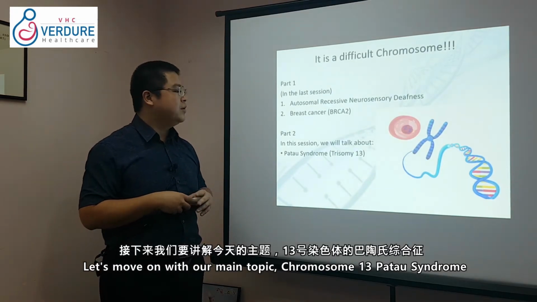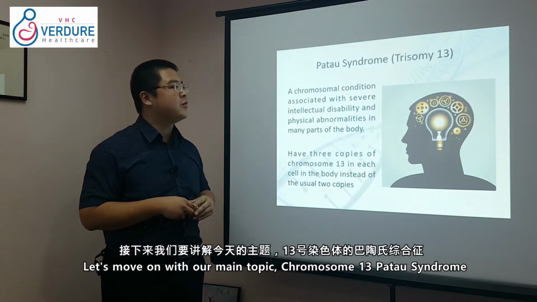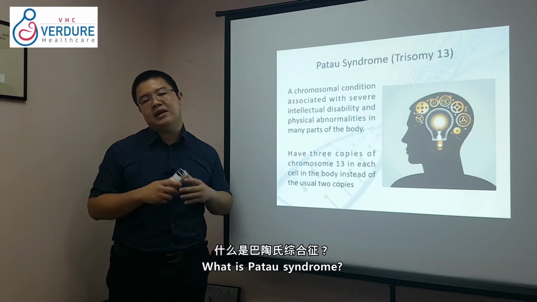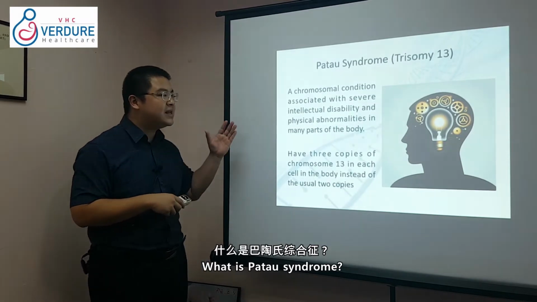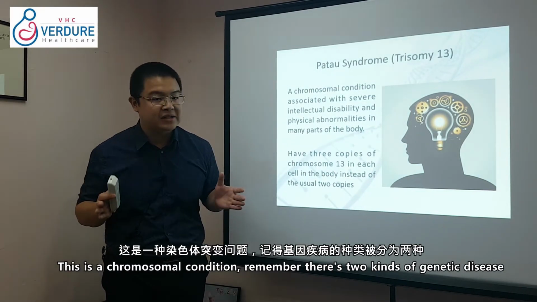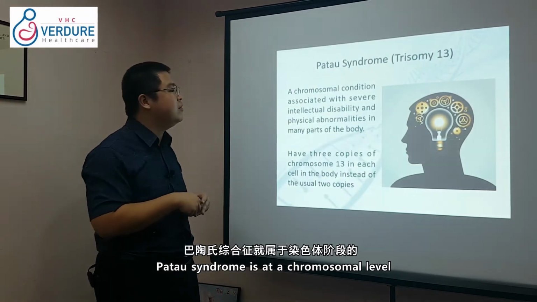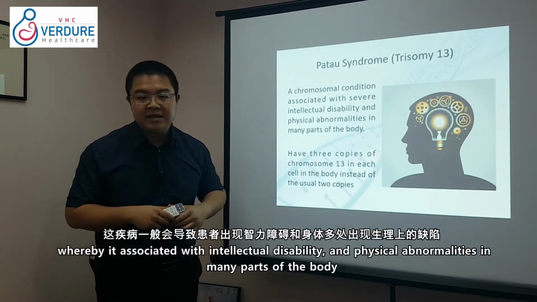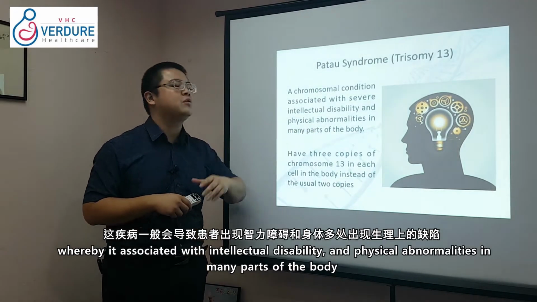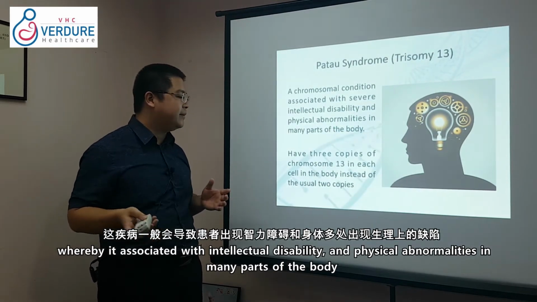Okay, so let's move on with our main topic, chromosome 13 Patau Syndrome. So what exactly is Patau Syndrome? This is a chromosomal condition, okay? Remember there are two kinds of genetic disease. Patau Syndrome is at the chromosomal level, whereby it is associated with severe intellectual disability and also physical abnormalities in many parts of the body, okay?